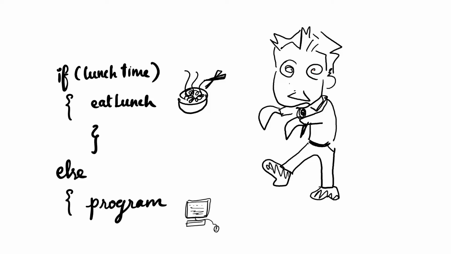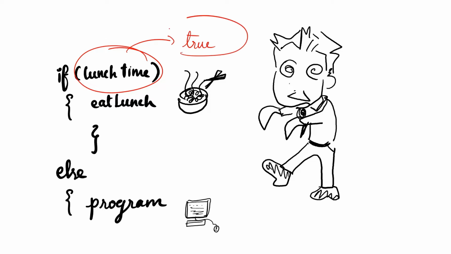So in a normal lifestyle, when a person needs to choose between two options, he either has to eat lunch when it's lunchtime, or he has to do his usual work when it's not a lunchtime. So here it is based on that lunchtime. When the lunch time is true, then he can have his lunch. Or else, when it is not, then he can't go for a lunch. He has to continue his work.